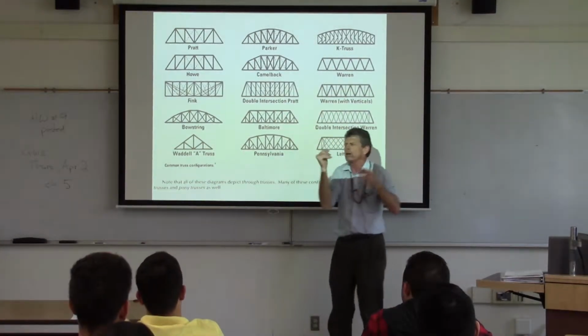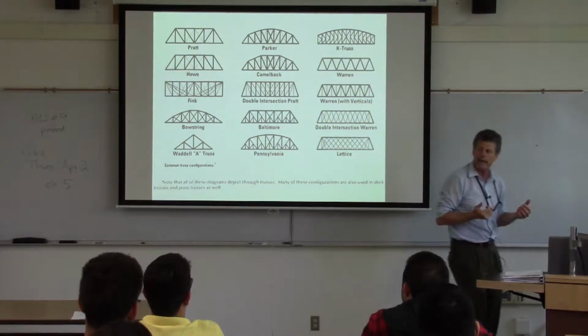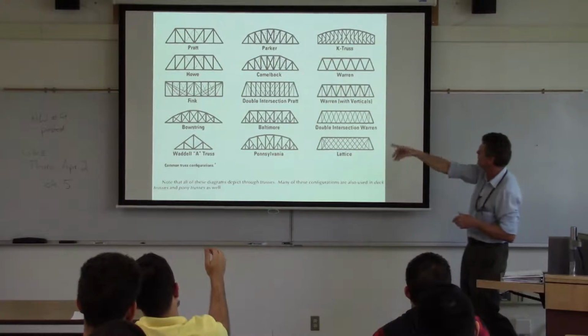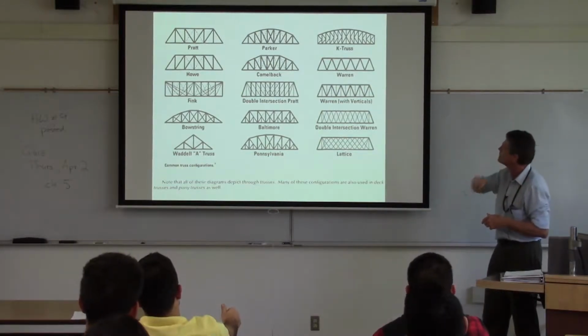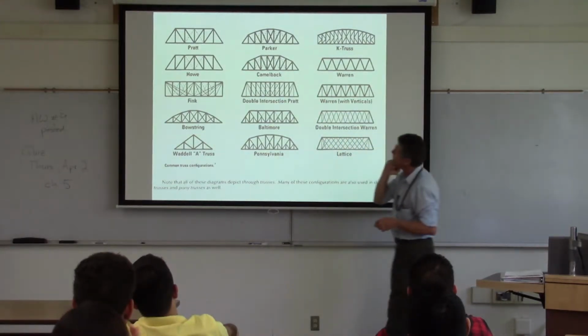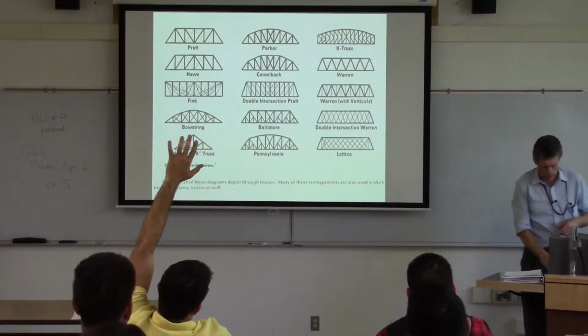Now, what we see here, and again, you're not going to have to memorize these, but everybody had ideas on how to create a truss. So they started off from very complicated ones like Fink ones to double intersection Warrens. But then there's also some nice simple ones like Pratt, Howe, and stuff like that, or the A trusses.